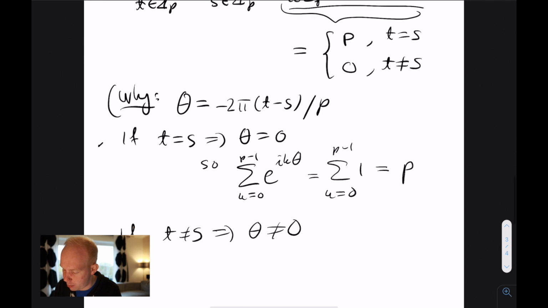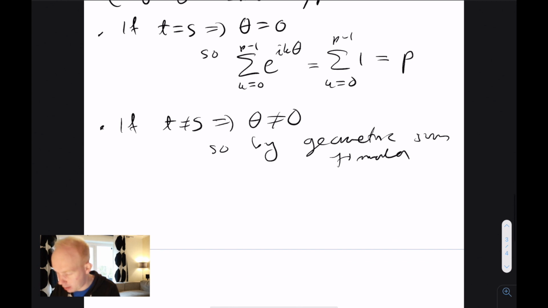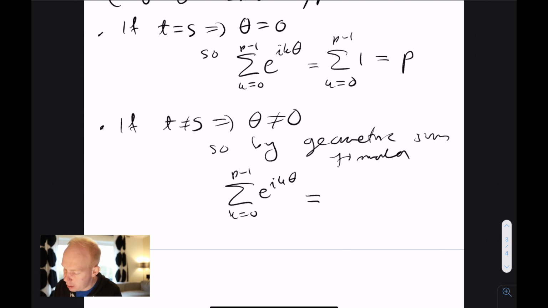So by the geometric sum formula for complex exponents, which we have stated already previously in the course, the sum over k of e to the power i k theta, you can write this as 1 minus e to the power p theta i, over 1 minus e to the power theta i.